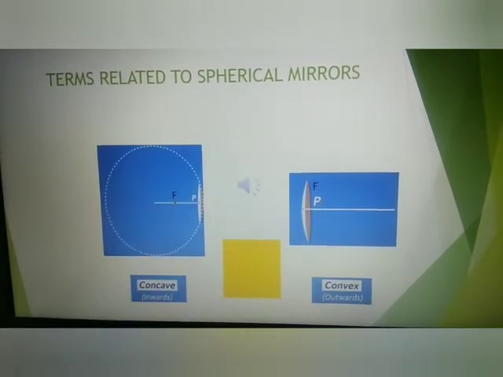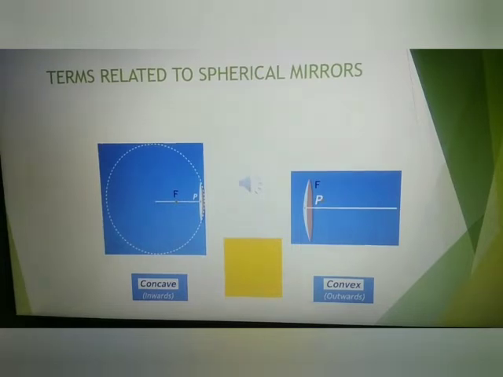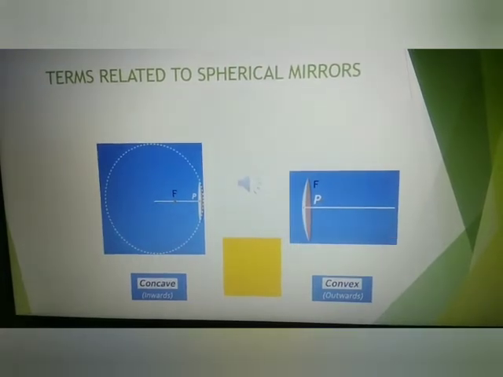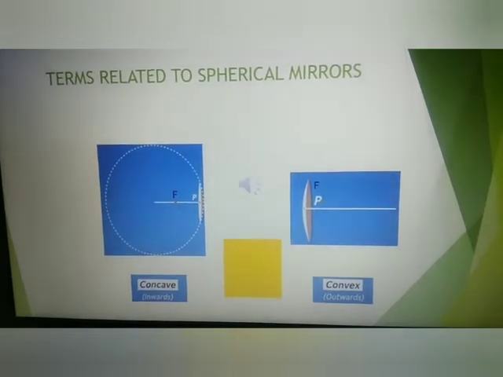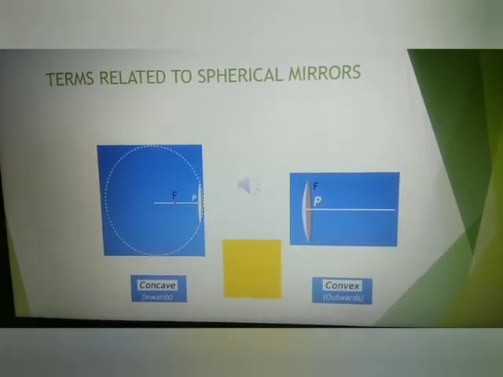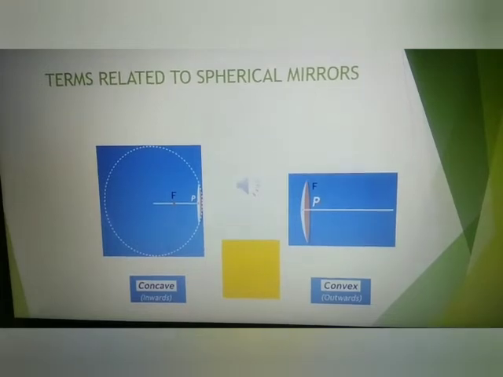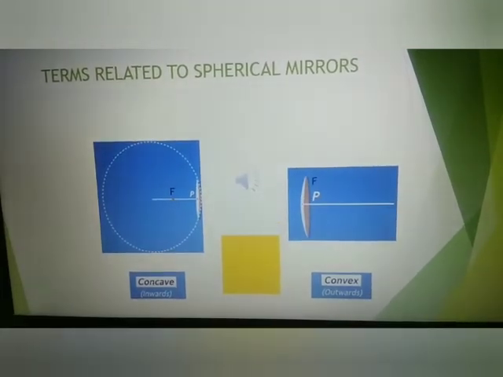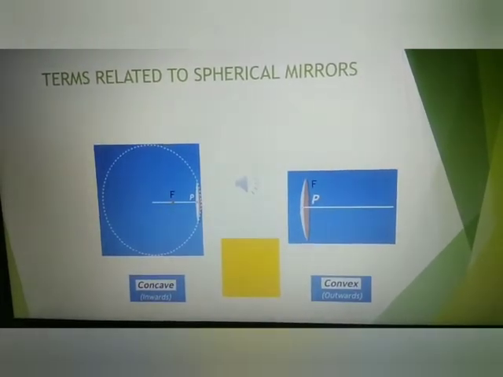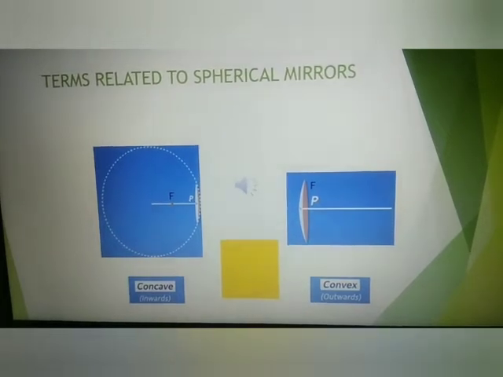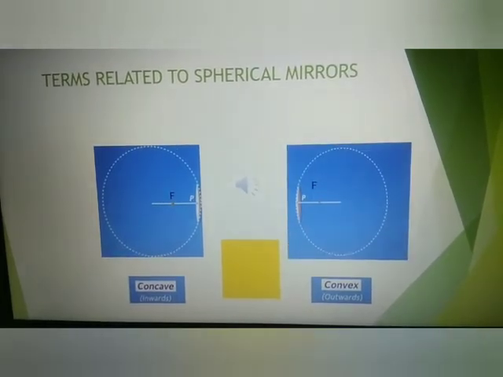Now you see, this convex or concave mirror was a part of a hollow sphere, right? So I have drawn a sphere here. This is not a circle, this is a sphere. As sphere is a 3D figure, I cannot show it here in 2D. So this is a hollow sphere. Same for the convex mirror, I'll draw it here, right?